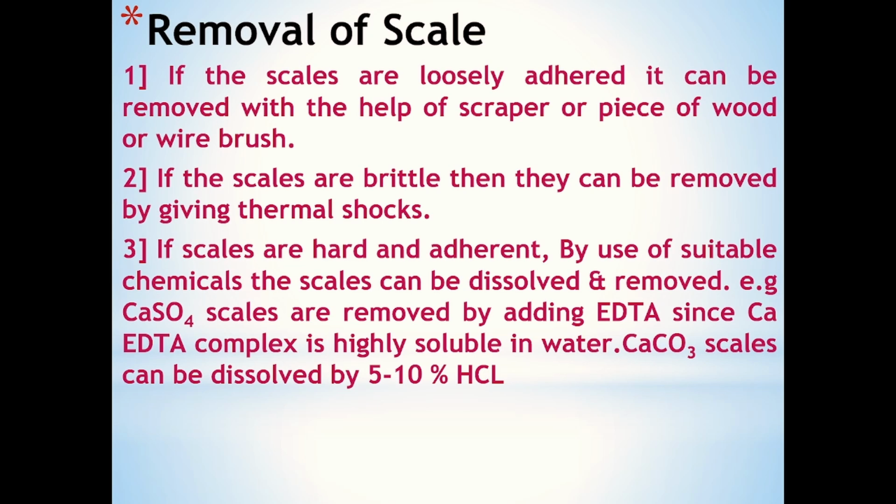How to remove the scale? If the scales are loosely adhered, they can be removed with the help of a scraper, piece of wood or wire brush. If the scales are brittle, then they can be removed by giving thermal shocks. If the scales are hard and adherent to the inner walls, then by use of suitable chemicals, the scales can be dissolved and removed. For example, calcium sulfate scales are removed by adding EDTA, since the calcium EDTA complex is highly soluble in water. CaCO3 type of scales can be dissolved by using 5 to 10% HCl. So these are the different ways to remove the scale from the boiler.